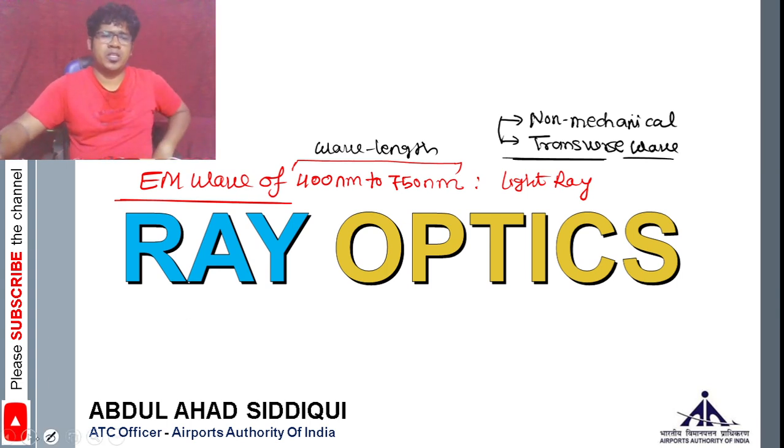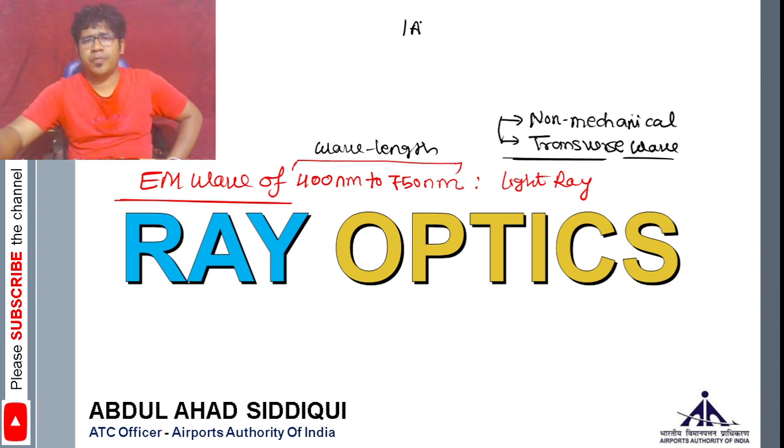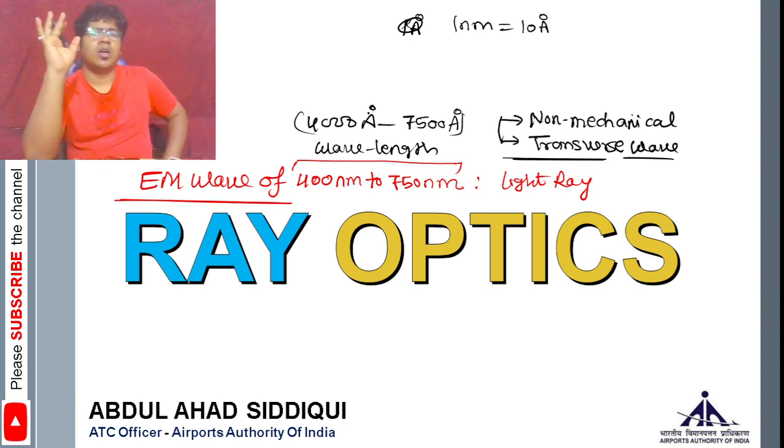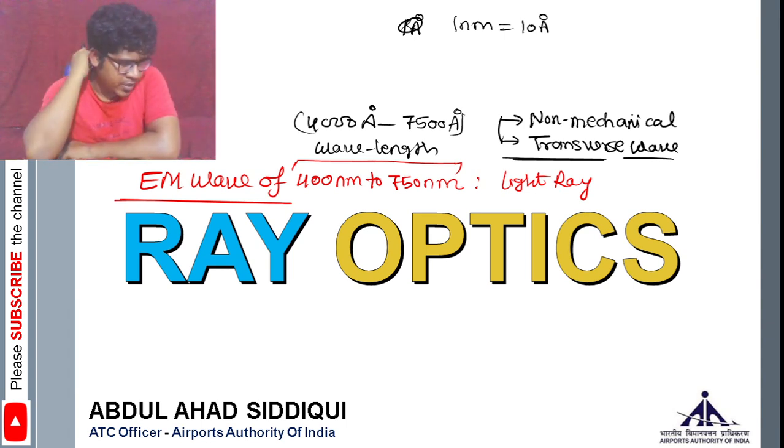So this is a very important thing, and sometimes it also comes in questions that 1 nanometer is equal to 10 angstrom, right? So you can say that 400 nanometer will become 4000 angstrom, to 7500 angstrom. This is the wavelength of light.